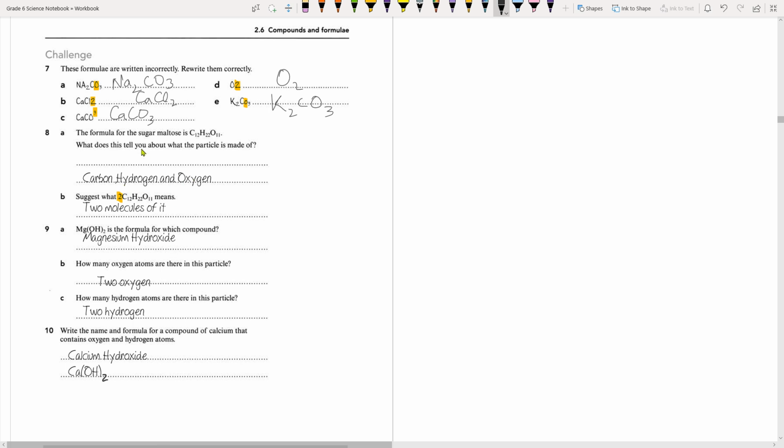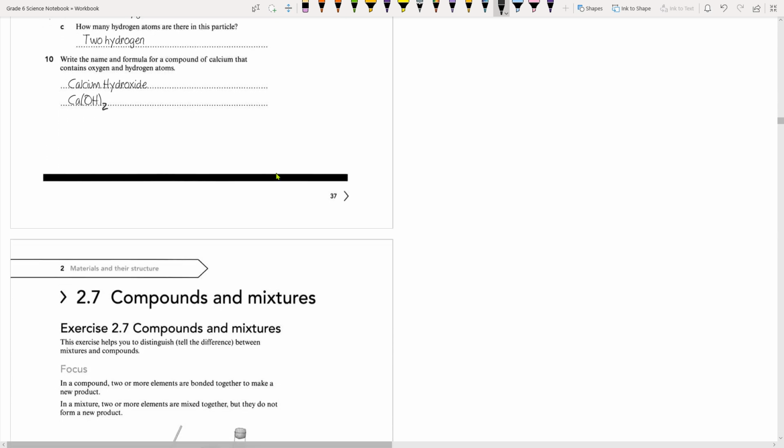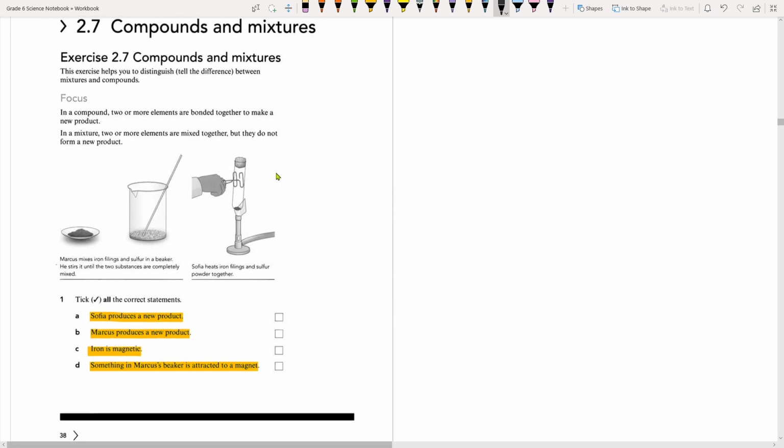Then again, these we have discussed in the class, so you can pause the video and check the answers. I'm just going to move forward to the last one. And this is where the problem was. Again, another problem: tick all the correct statements. Please keep in mind just the correct ones. Now they're doing a reaction. We have done this in the lab, so I'm just going to give the answers for this.